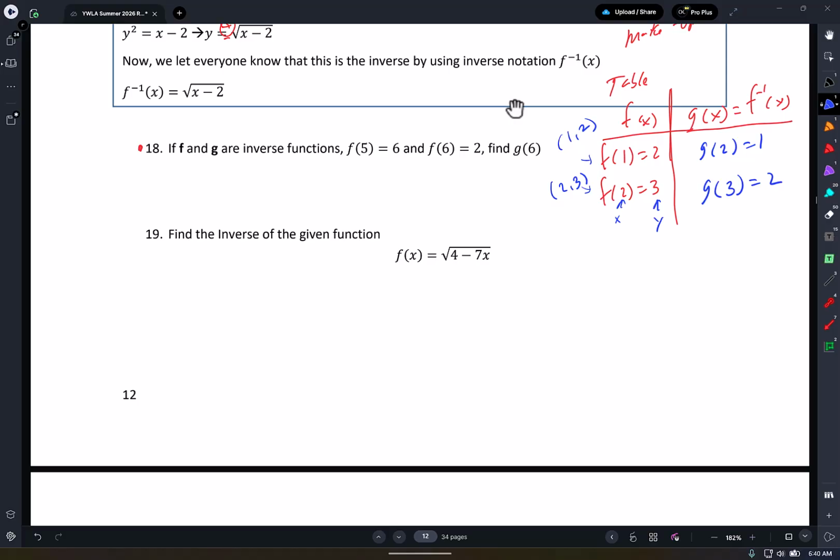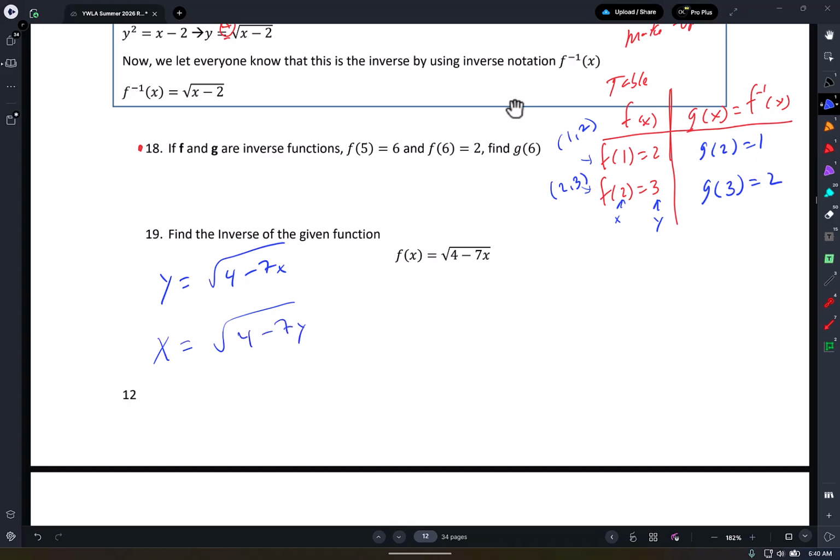So what you want to do, you're trying to solve for y, right? Your new inverse function. You want an inverse function. So what you do, you're gonna toggle the x and the y. So remember, this is like saying y equals square root of 4 minus 7x. So I'm gonna toggle the x and the y, guys. So I'm gonna go x equals square root of 4 minus 7y.